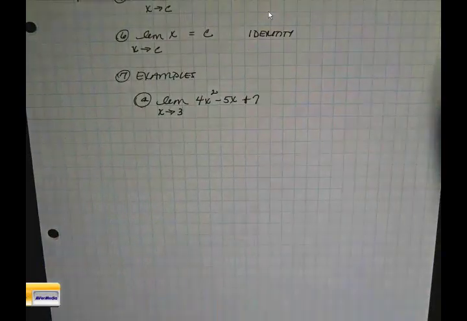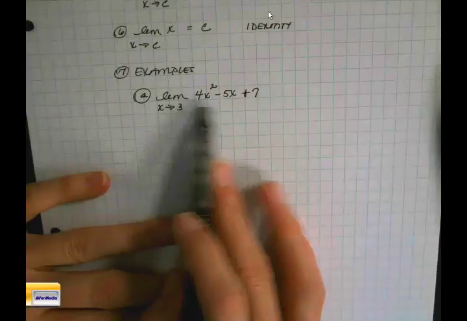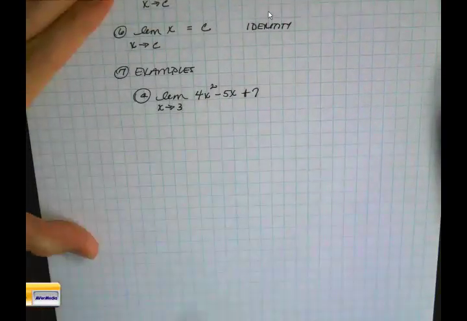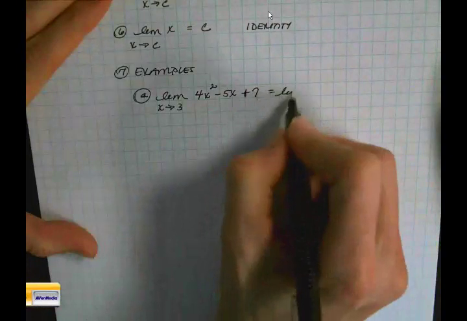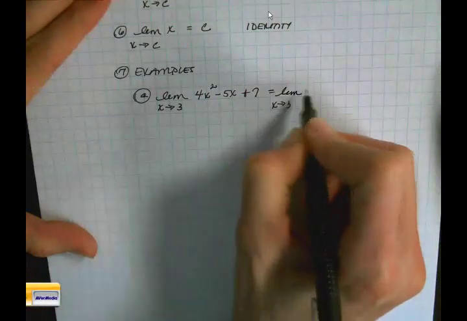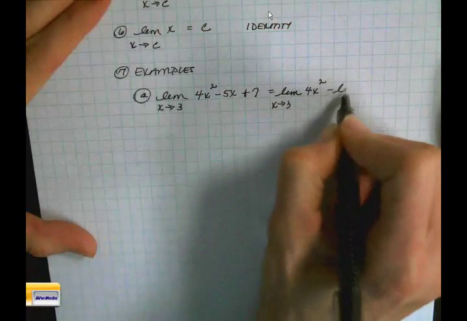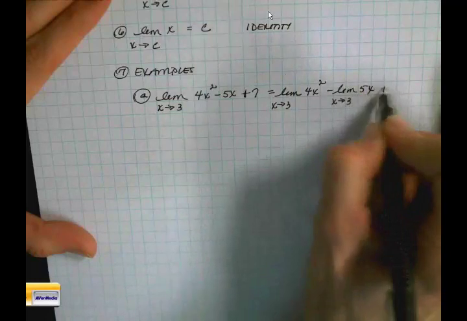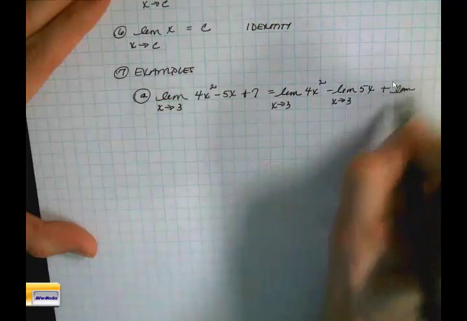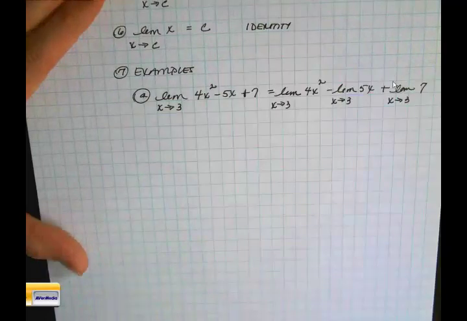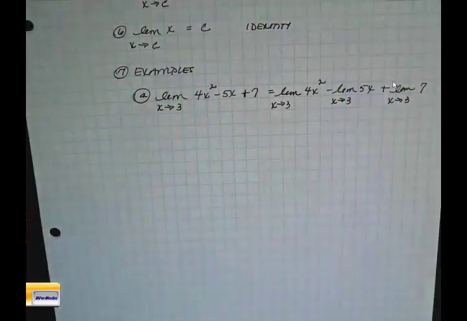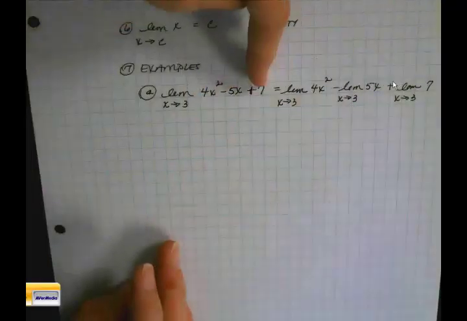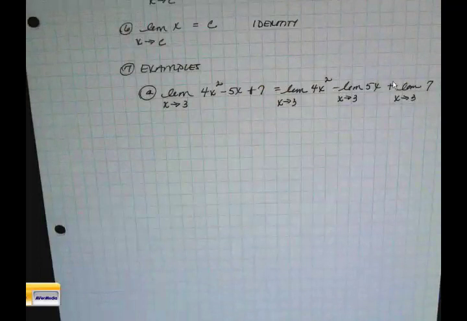Okay. So this would be like f of x and g of x and h of x, the sum of three functions. So we're going to break it up. We're going to rewrite this as the limit as x is approaching 3 of 4x squared minus the limit as x is approaching 3 of 5x plus the limit as x is approaching 3 of 7. So this would be the sum and difference limit law where you split it into parts. And this is like three functions, f of x, g of x, and h of x, where you split it up.